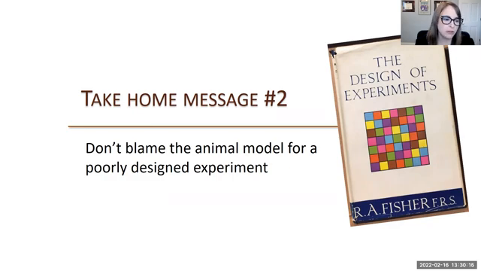Don't blame the animal model for a poorly designed experiment. Essentially, don't blame the animal for trying to tell us that there's something going on in its environment that might be stressful and leading to these alterations. And this is actually a point that R.A. Fisher, who is considered the father of modern biostatistics, tried to tell us in 1935: if there are bad experimental designs in humans, it's going to be the same bad experimental design in animals. So really, think about how we're designing these experiments and whether this would be acceptable in some type of human trial.